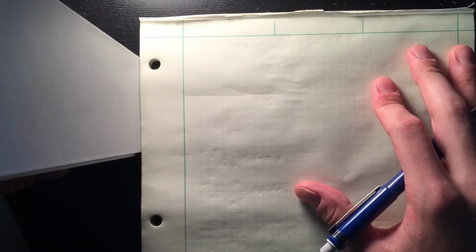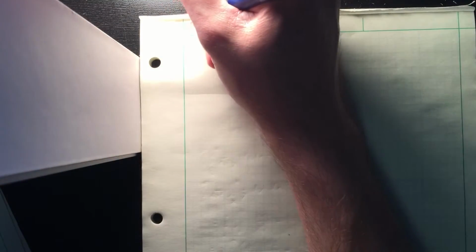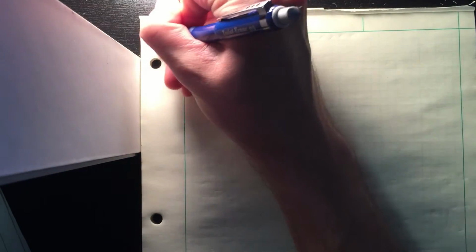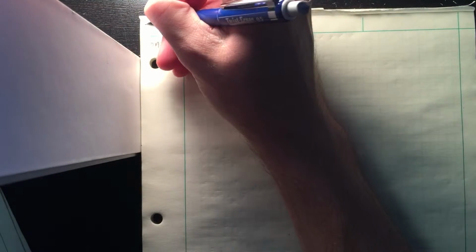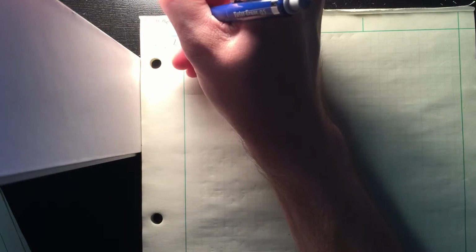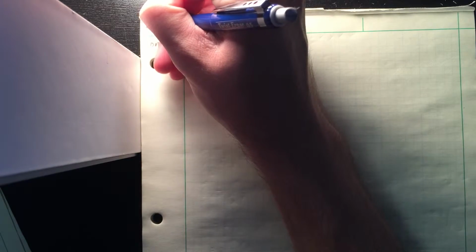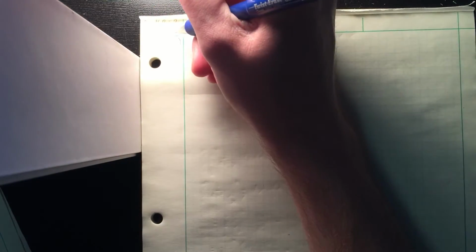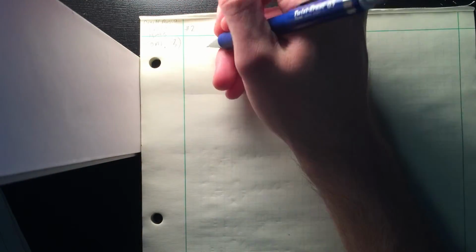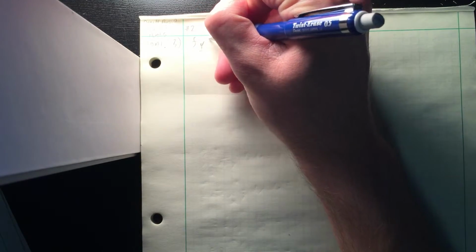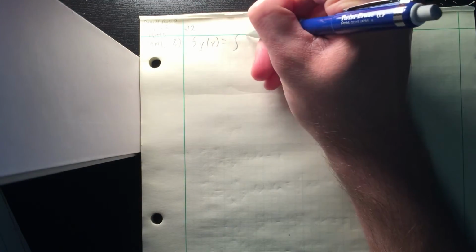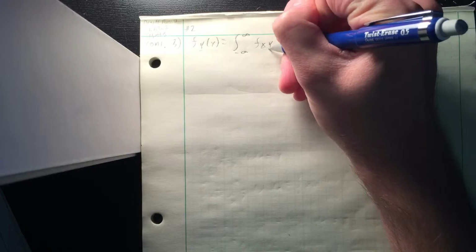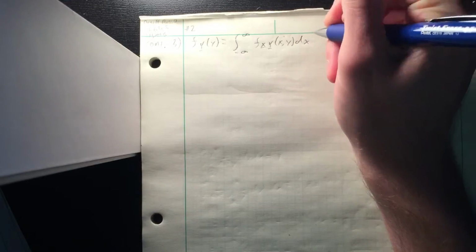So now we have to find the second part, the continued. So now we define y, and f of y is equal to the integral from negative infinity to infinity of f(x,y) dx.